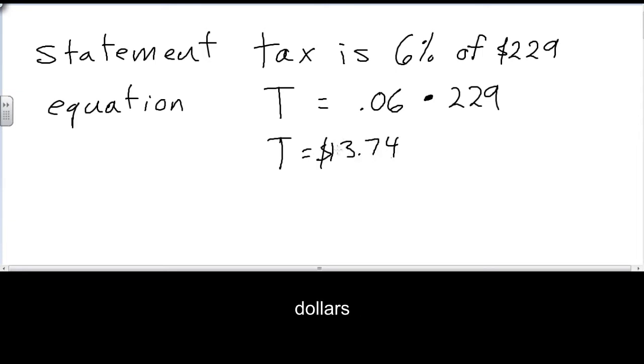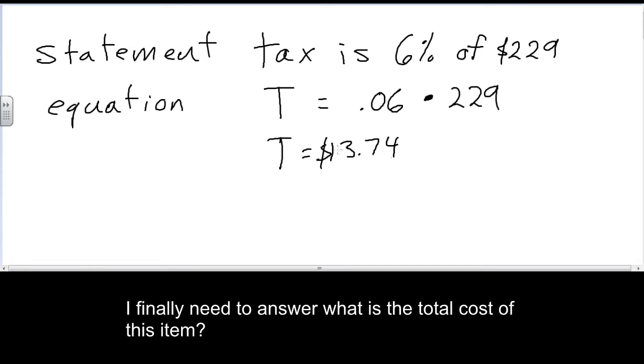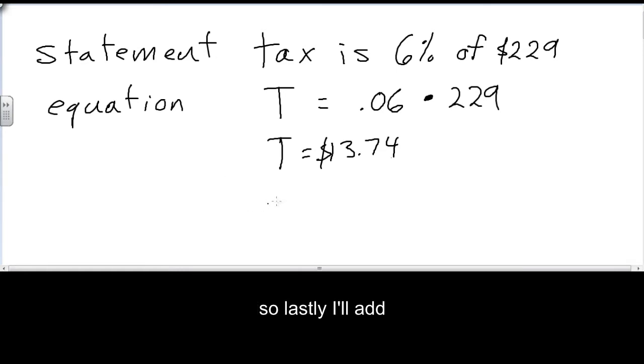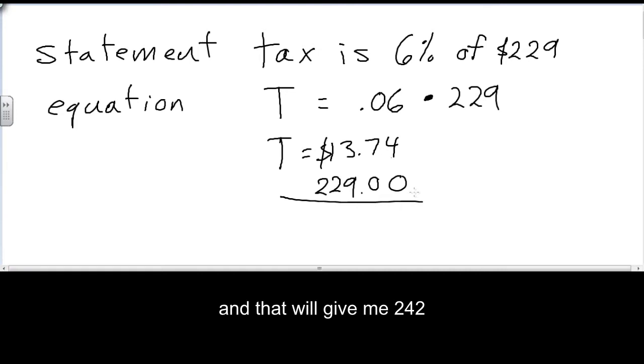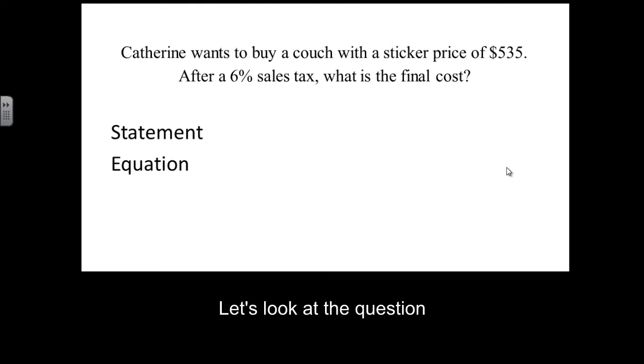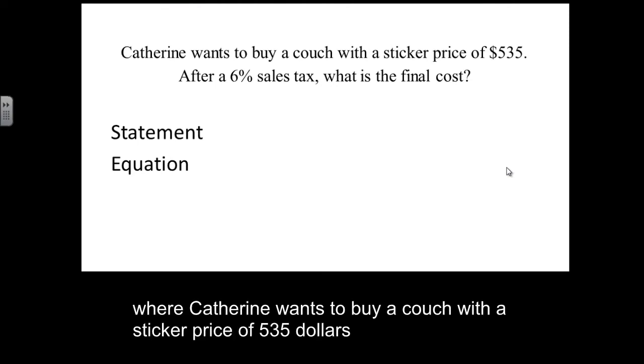So the tax on this is $13.74. Now finally I need to answer what is the total cost of this item. Total cost is the base cost of the item plus tax that you pay. So lastly, I'll add 229 to my tax, and that will give me $242.74.